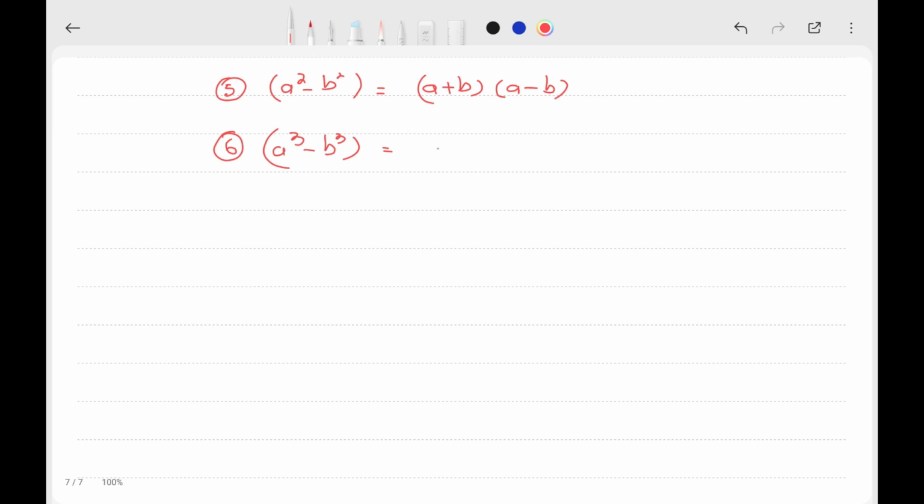(a minus b) into (a square plus ab plus b square). Please see, when you have minus here, the value is plus. Please remember that way.